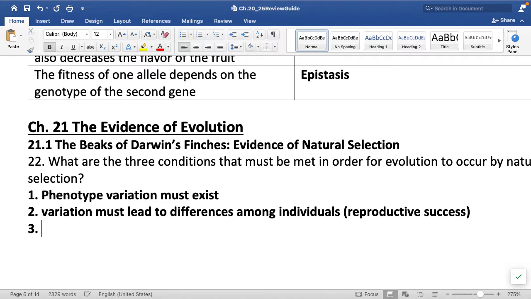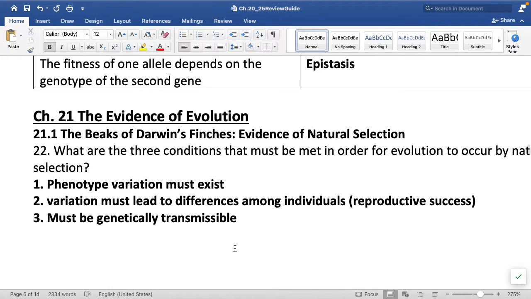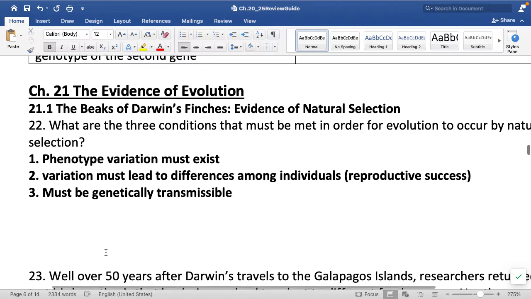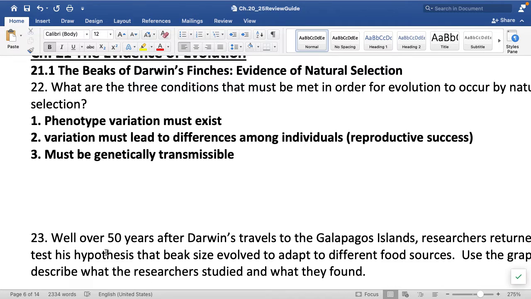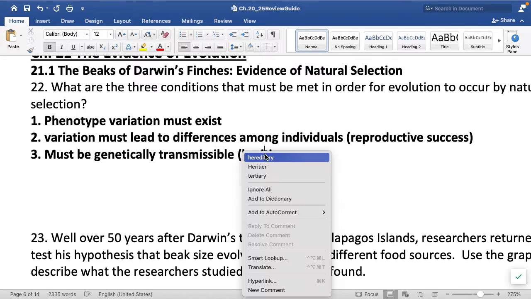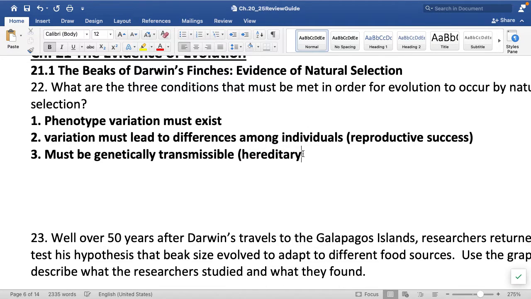And then the third: variation must be genetically transmissible. So that variation contributes to reproductive success and that it can be inherited. What is transmissible? Passed from one generation to the next. So you could say heritable or hereditary. I forgot the D, instead of a T.